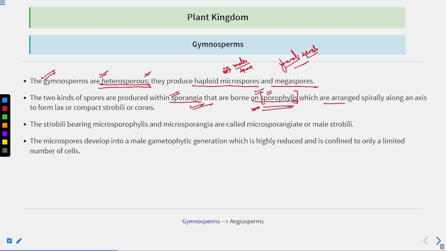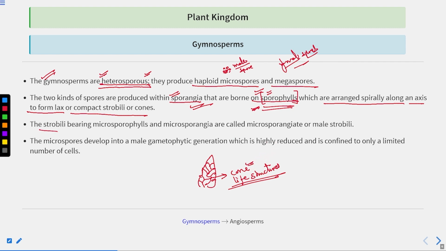Now these are arranged spirally along an axis to form lax or compact strobili or cones. The sporophylls are not in a loose form. They are in a very compact form like this, forming a cone-like structure.